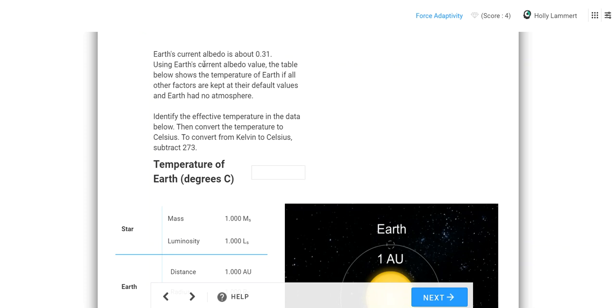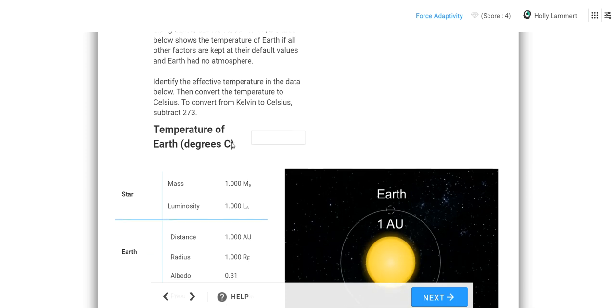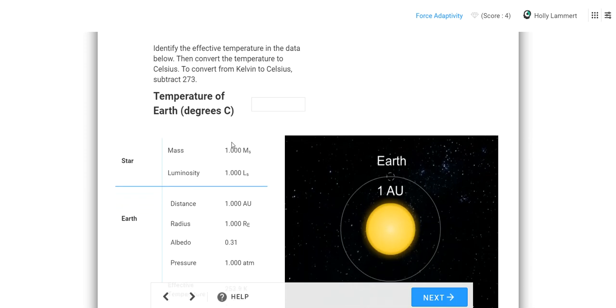Using Earth's current albedo value, the table below shows the temperature of the Earth if all other factors are kept at their default values, and Earth had no atmosphere. Identify the effective temperature in the data below. Then convert the temperature to Celsius. To convert from Kelvin to Celsius, subtract 273.